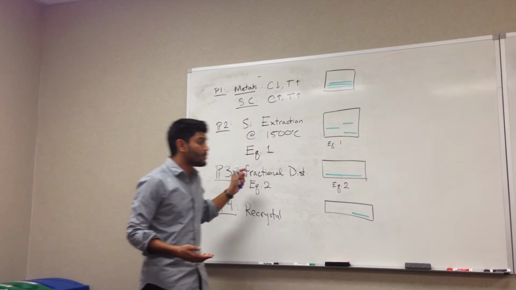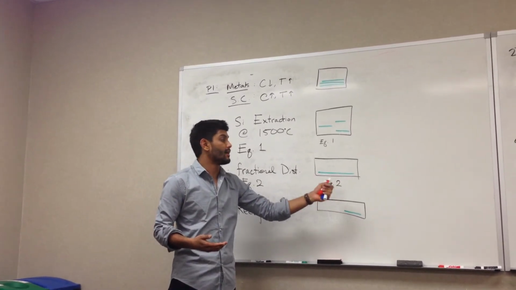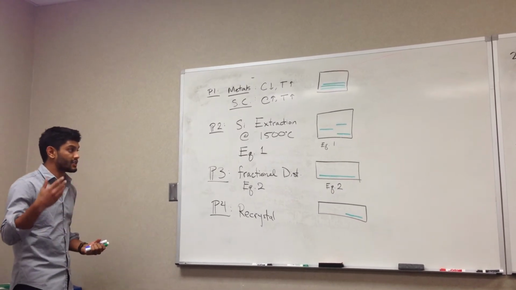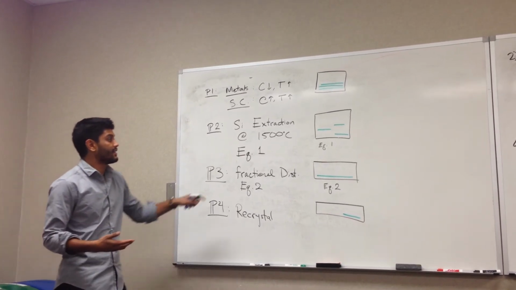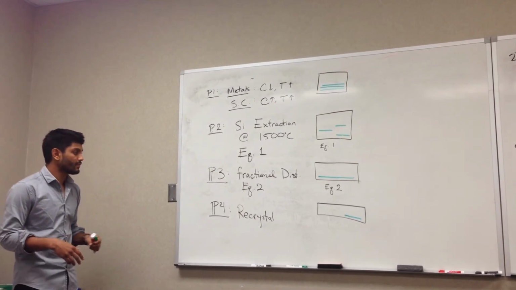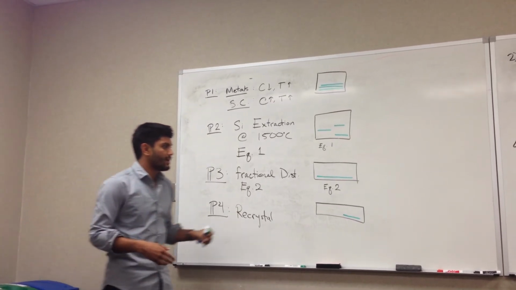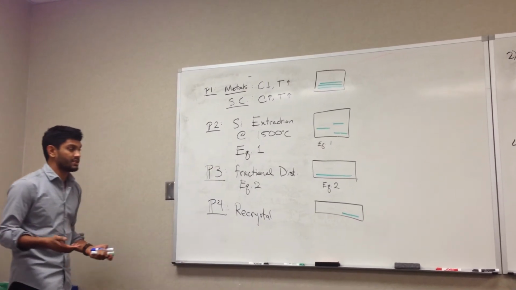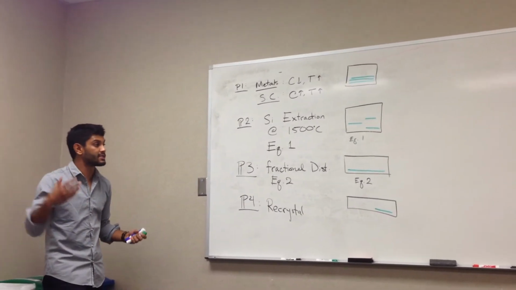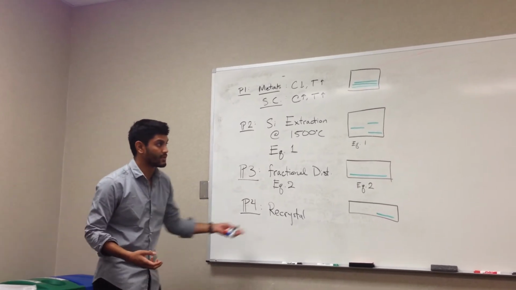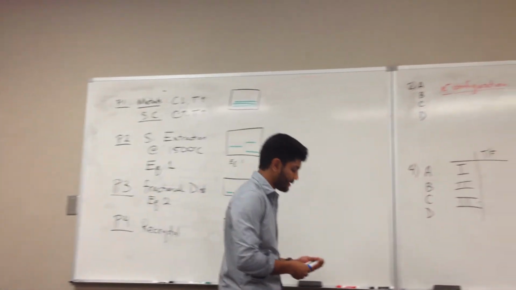Paragraph 3, the only information to highlight is fractional distillation. This is our second method of extraction, right? And equation 2 relates to paragraph 3. Last paragraph, the last word is important, right? It's the recrystallization. It's the final step in extracting the purified silicon. So I annotated recrystallization. Okay?